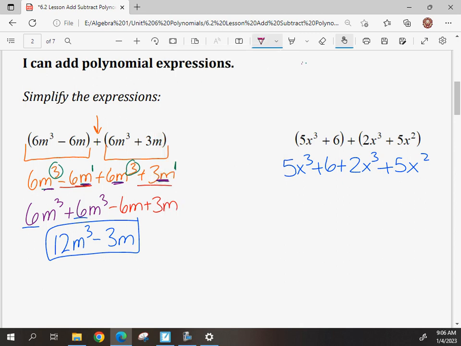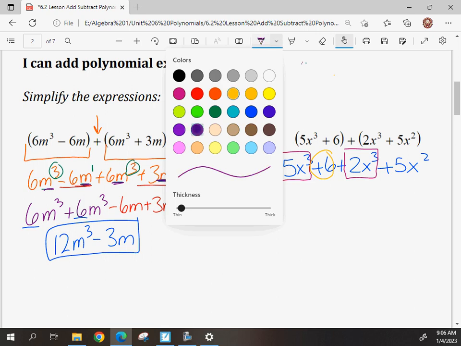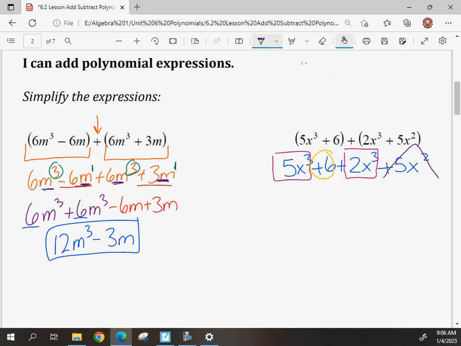So it might be good to go ahead and identify which ones are the same, maybe by using a different color. If you don't have a different color, you can use a different shape to circle them. You know, I boxed, I circled, maybe I can triangle. So I have x to the thirds, x to the seconds, and then I have one there, that plus 6, that has no x's.